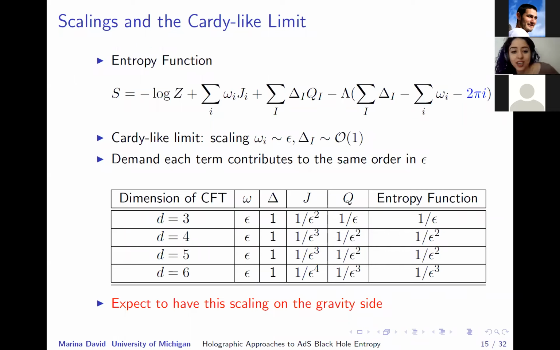The limit proposes that omega is of order epsilon, so very small. And what we'll do is demand that every term in the entropy function corresponds to the same order in epsilon. This will vary a little bit in dimension, but we'll focus here on 4 dimensions since we're looking at AdS5, and we'll see that the entropy function goes as 1 over epsilon squared. So if we can find a corresponding Cardy-like limit and also find that the entropy goes as 1 over epsilon squared, then I would say we are in very good shape.